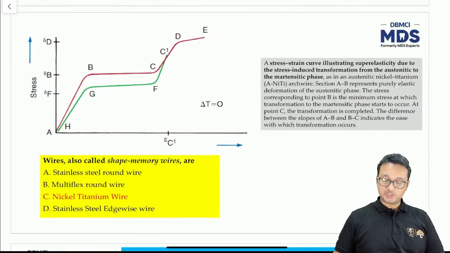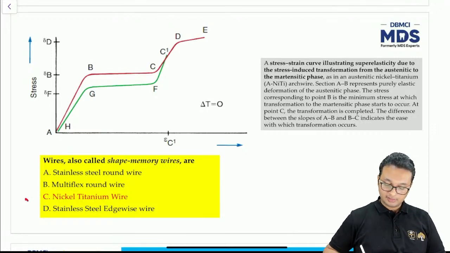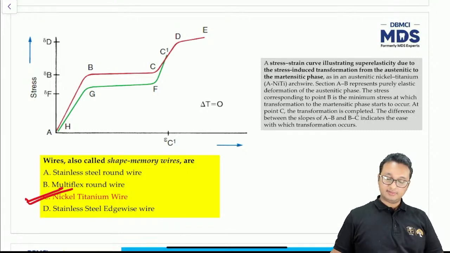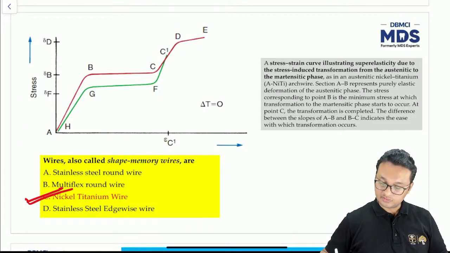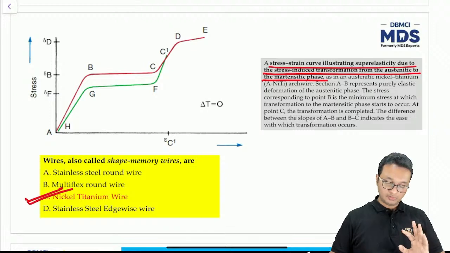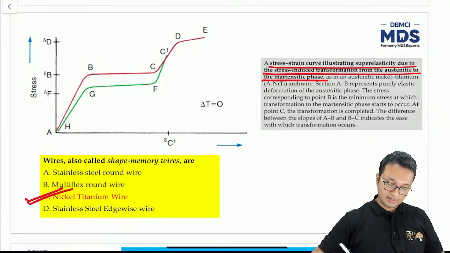Which wires are also called shape memory wires? Nickel titanium wires. Okay, so this particular graph I have included in this slide is called a stress strain curve, illustrating superelasticity due to the stress-induced transformation from the austenitic to the martensitic phase. So what is being shown here?